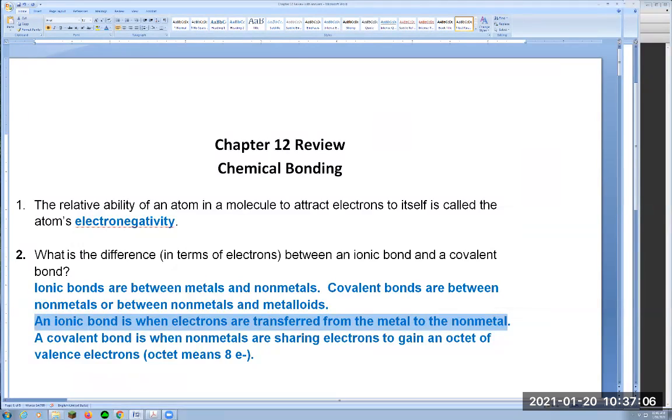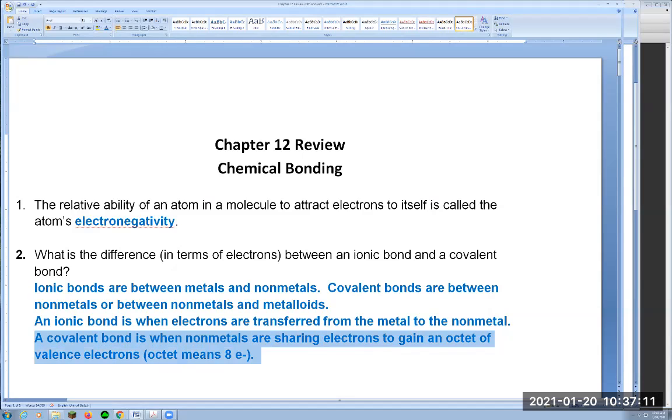A covalent bond is when non-metals are sharing electrons to gain an octet of valence electrons. An octet of valence electrons means 8 valence electrons. And so non-metals don't like to give away their electrons, and they prefer to actually gain electrons. But when you put two non-metals together, neither of them is willing to give the electron to the other. So then they share electrons instead. So that's the difference between an ionic bond and a covalent bond.